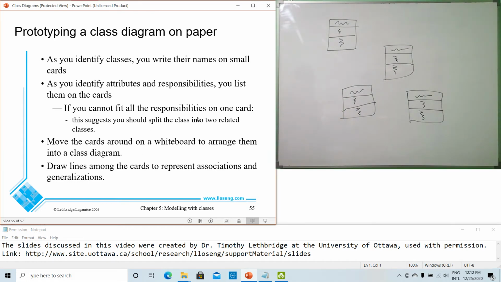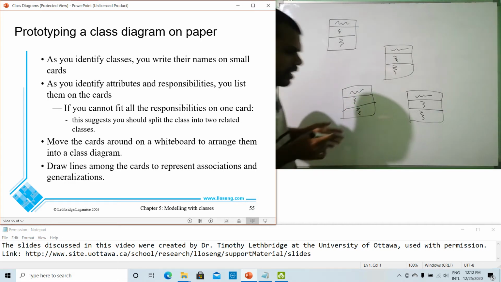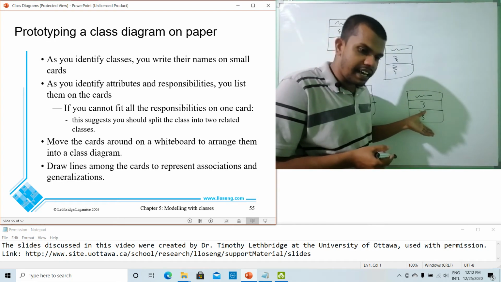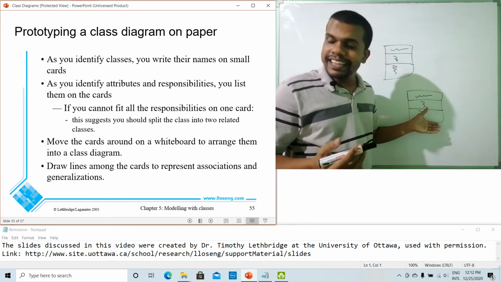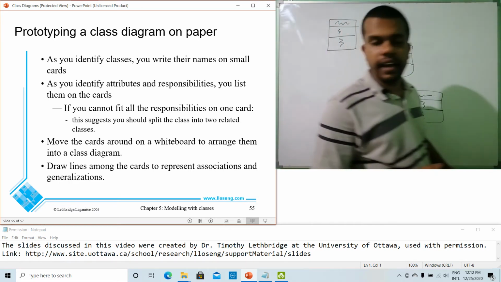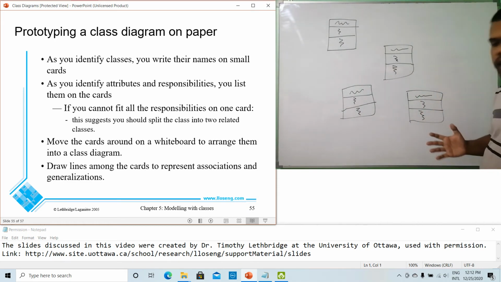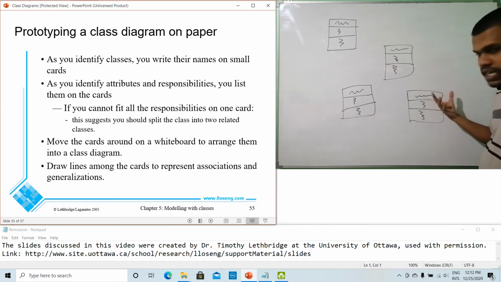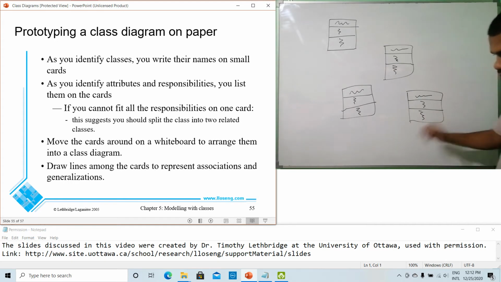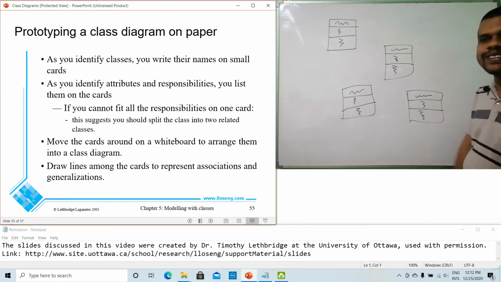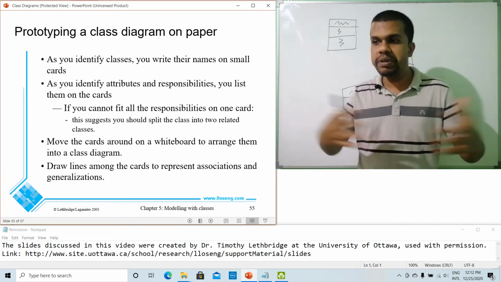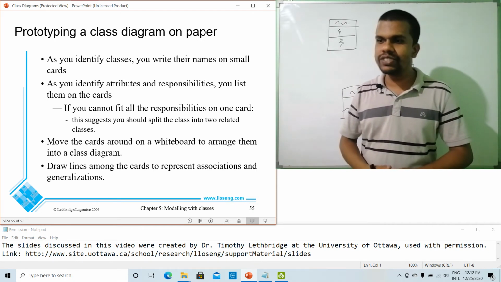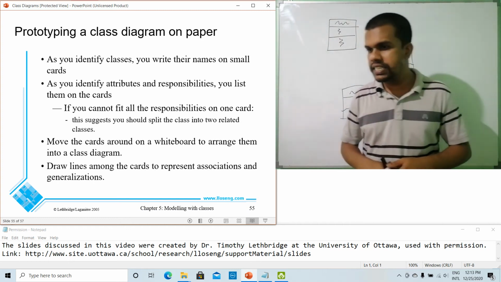If you cannot fit all the responsibilities on one card, this suggests you should split the class into two related classes. If we try to write responsibilities in one particular card, and we understand that there are a large number of responsibilities related to this particular class, then it is the time to think about splitting this particular class into several classes. And this splitting is not straightforward. We are not going to cut it into two, but we have to think about whether the concept of encapsulation can be maintained in the split classes. That is also important. That fact also you have to consider.